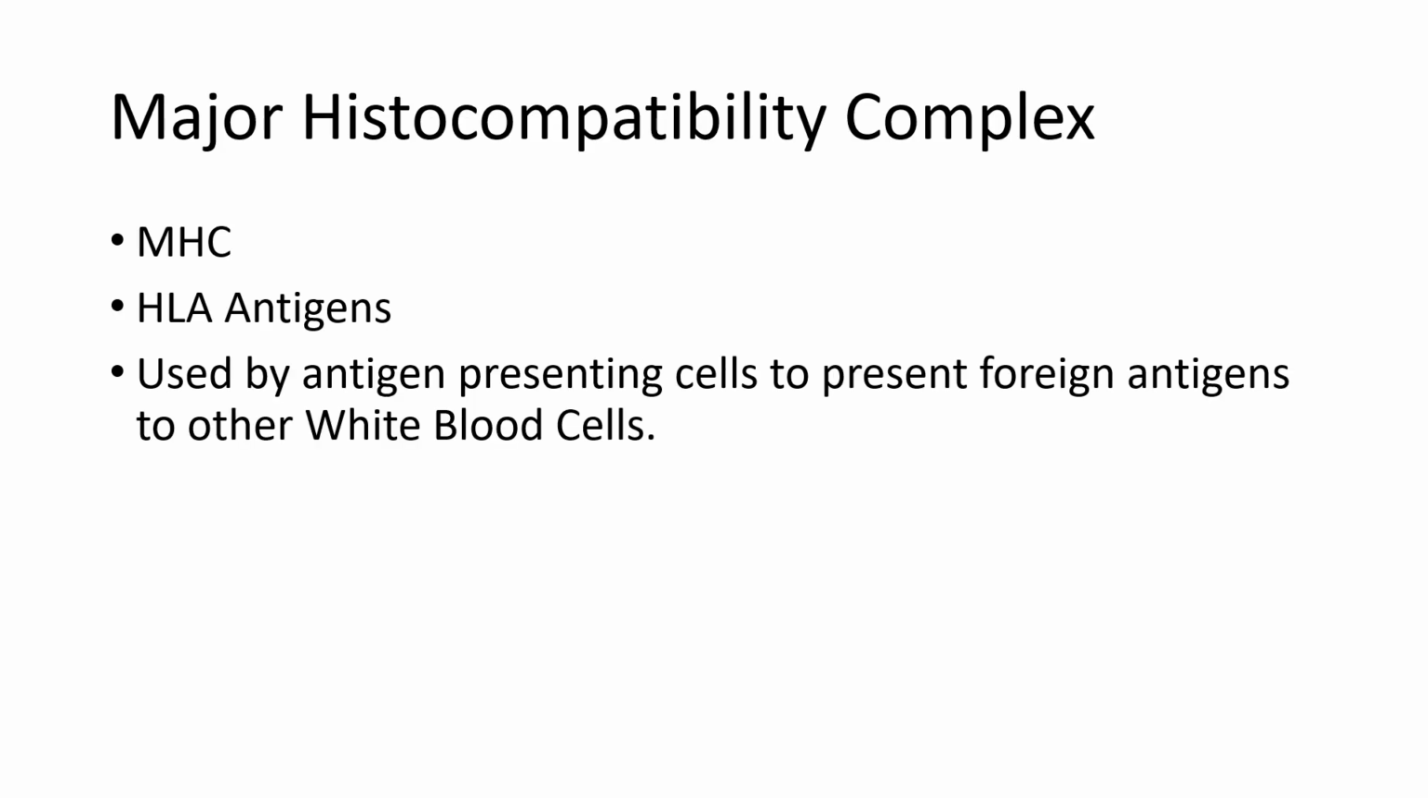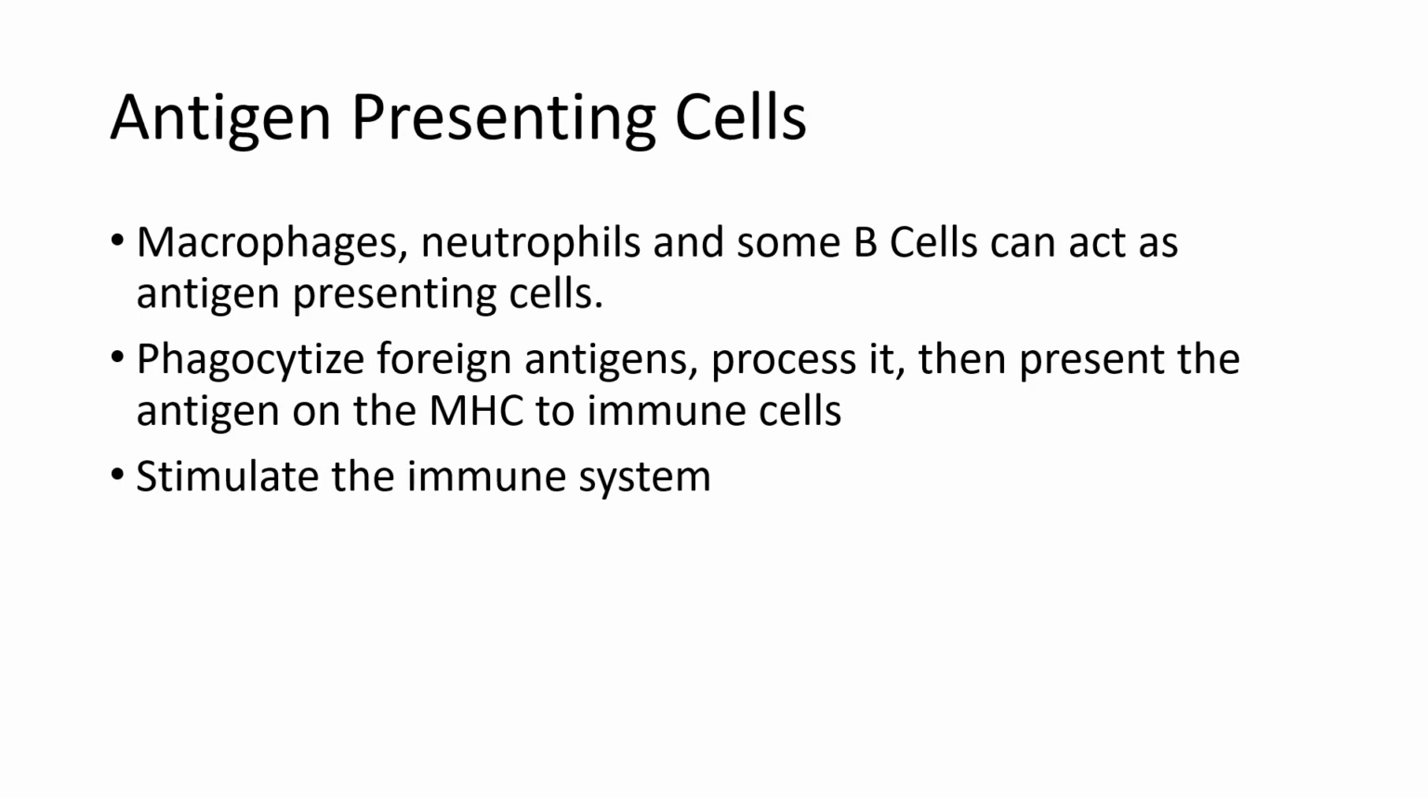Major histocompatibility complex, or MHC, HLA antigens. These are used by antigen-presenting cells to present foreign antigens to other white blood cells. Antigen-presenting cells: macrophages, neutrophils, and some B cells can act as antigen-presenting cells. They phagocytize foreign antigens, process them, then present the antigen on the MHC to immune cells. This stimulates the immune system.